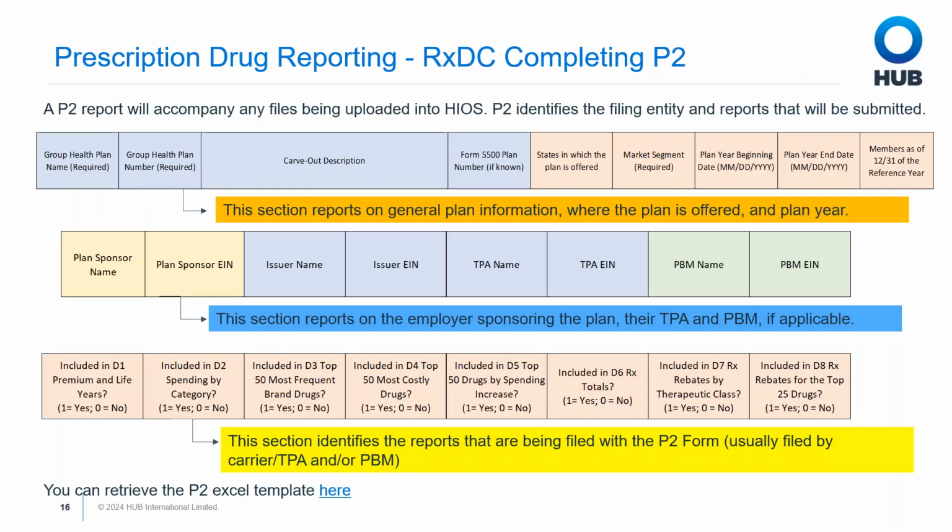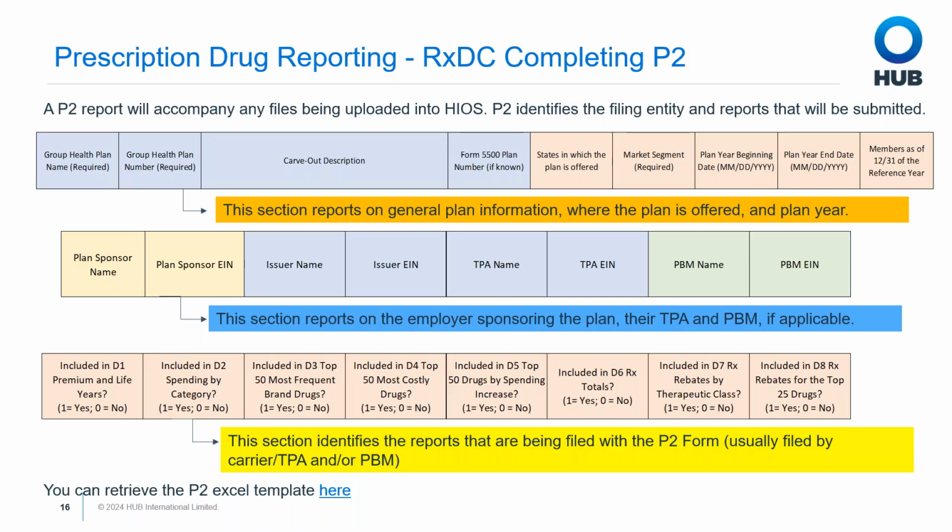Now let's look at the general information that your carrier, TPA, or PBM will be requesting for completing Section P2, or Report P2, of RxDC. The first section will be general plan information. Where was the plan offered? What is the plan year? In most cases, if you are self-funded or level funded, your TPA will know which states the plan was offered in and your plan year. So that information may not be something that your carrier and/or TPA may be requesting, or your medical insurance carrier. They should know what your plan year is.